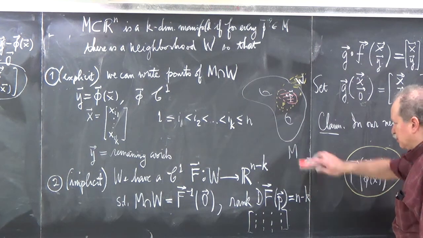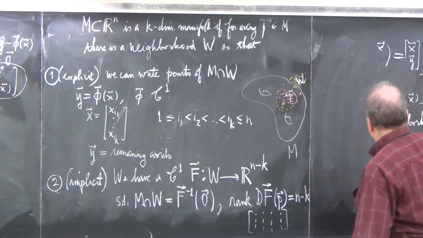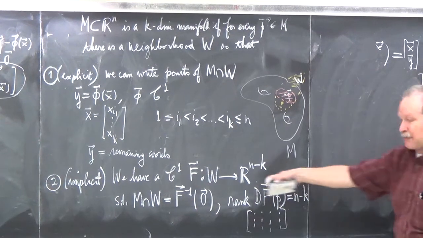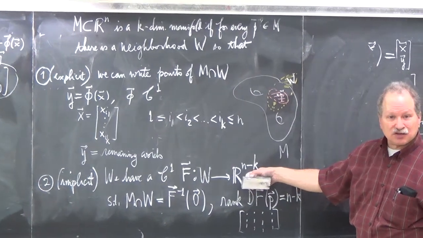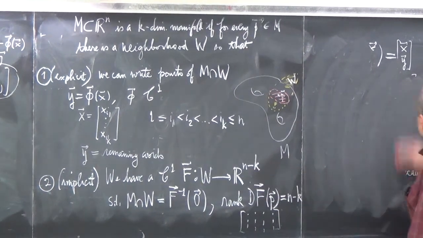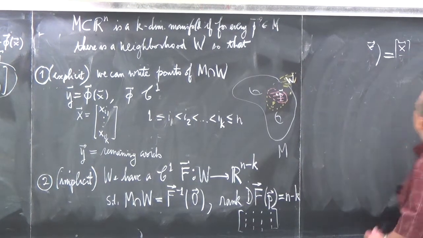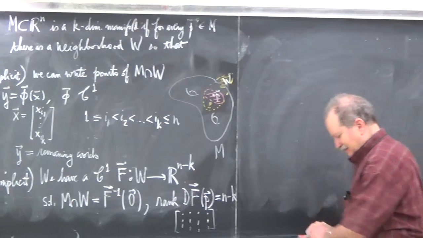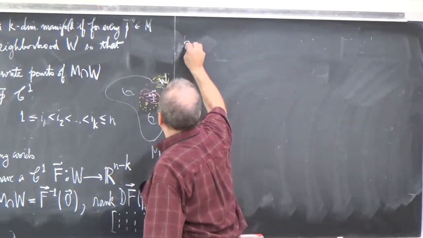So again, I will do lots of examples for you tomorrow. Can rank be greater? No, because you're mapping to n minus k. So that's the biggest it can be. Last definition, and we'll close up shop for today.